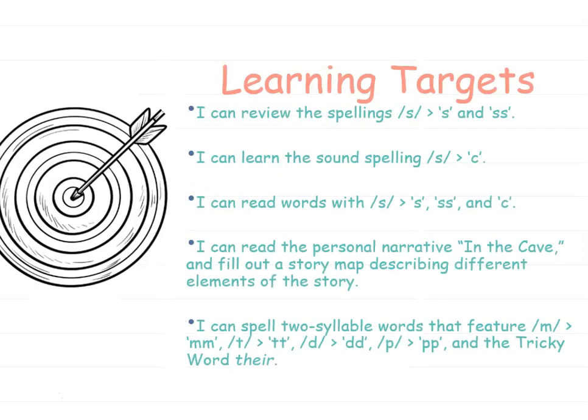Let's review our learning targets one last time. I can review the spellings spelled S and SS. I can learn the sound spelling spelled C. I can read words with spelled S, SS, and C. I can read the personal narrative In the Cave and fill out a story map describing different elements of the story. I can spell two-syllable words that feature double consonant spellings, and the tricky word there.